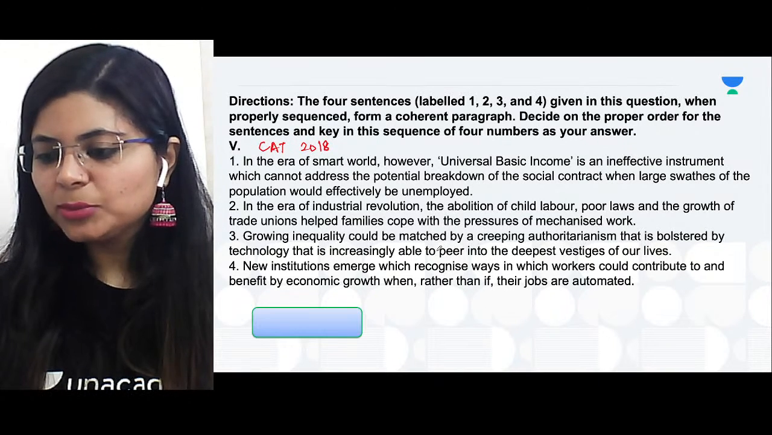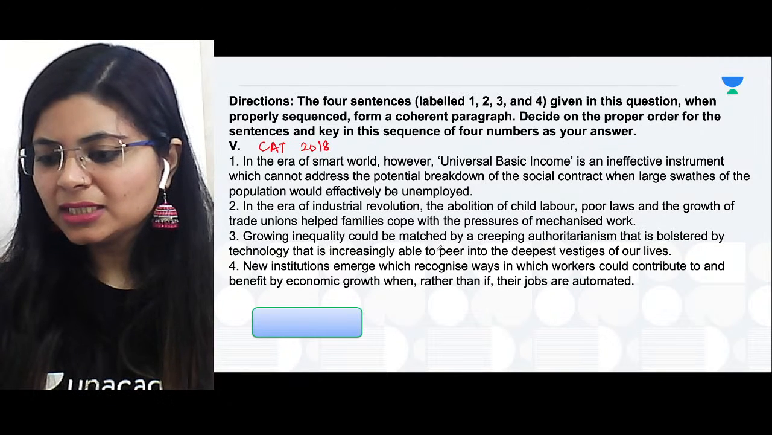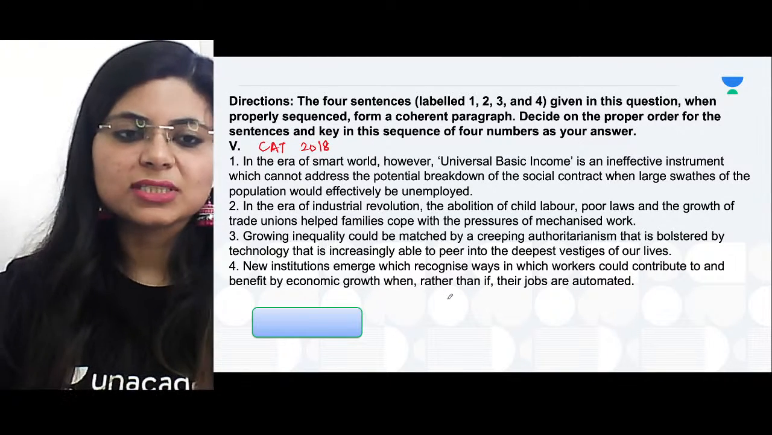Suddenly, some drilling has started in my neighborhood. Please forgive me if it is noisy. Just two more questions. All right, let's do this.